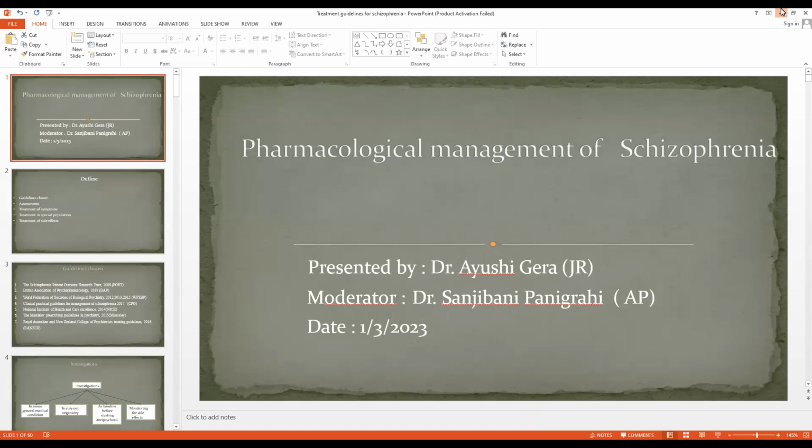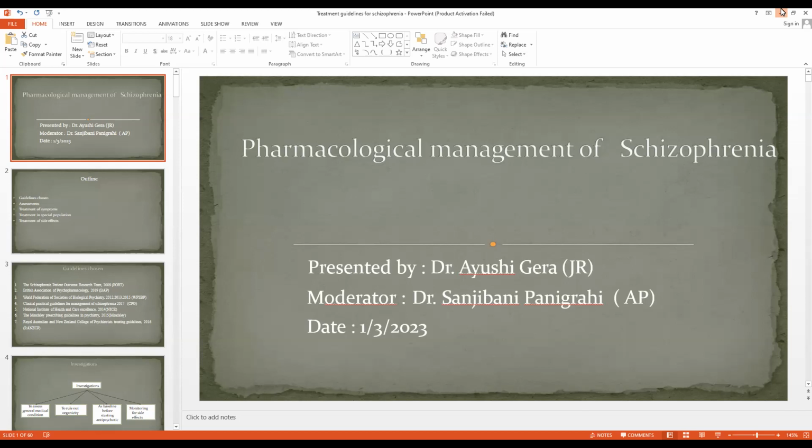How long to continue? Most of the guidelines recommend continuing the medicines for 1 to 2 years. However, RANZCP guidelines recommend continuing for 2 to 5 years. If incomplete remission, consider long-term treatment. Long-term treatment is generally needed to prevent relapse.